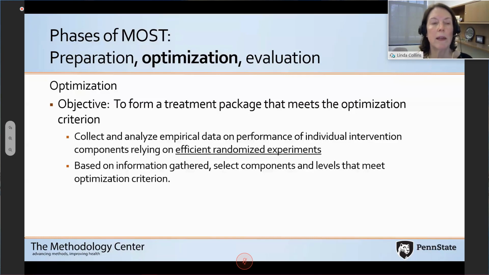You would do that in the optimization phase by conducting a randomized experiment that would give you information on the performance of individual intervention components and, depending on the experimental design, potentially interactions between these individual intervention components. And based on this information that you've gathered as part of the experiment, you would select the components and levels that give you the best expected outcome that costs less than $500 a person to implement. So that's the basic idea of the optimization phase. That probably seems very abstract, but I'm going to give a couple of examples in a moment that I think will make it a little more concrete.